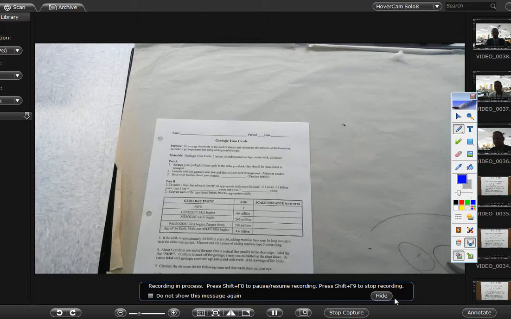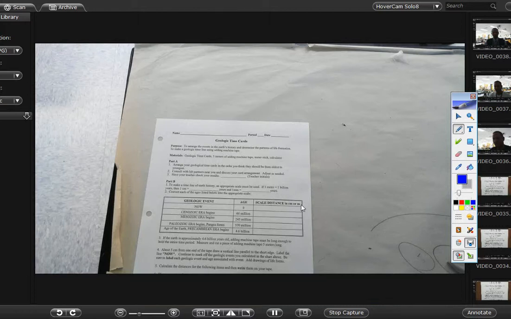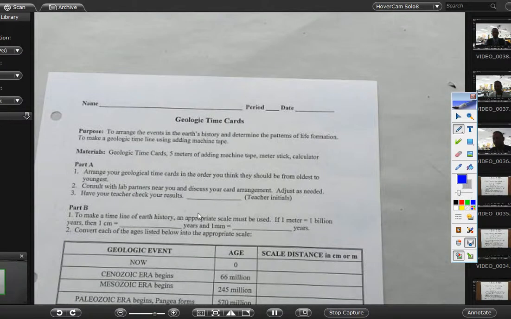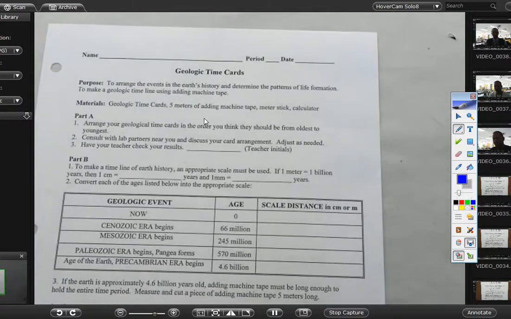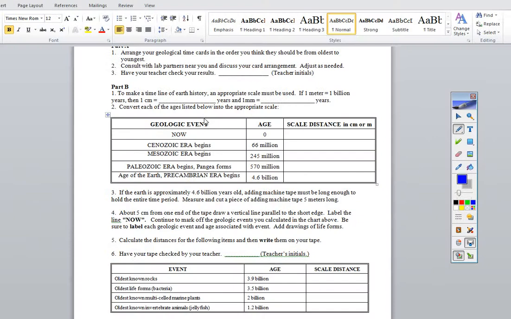So everything I'm saying right now is being recorded. We're going to look at how we fill this handout out. How do we get from distance to time? So let's look. Does everyone have the handout?